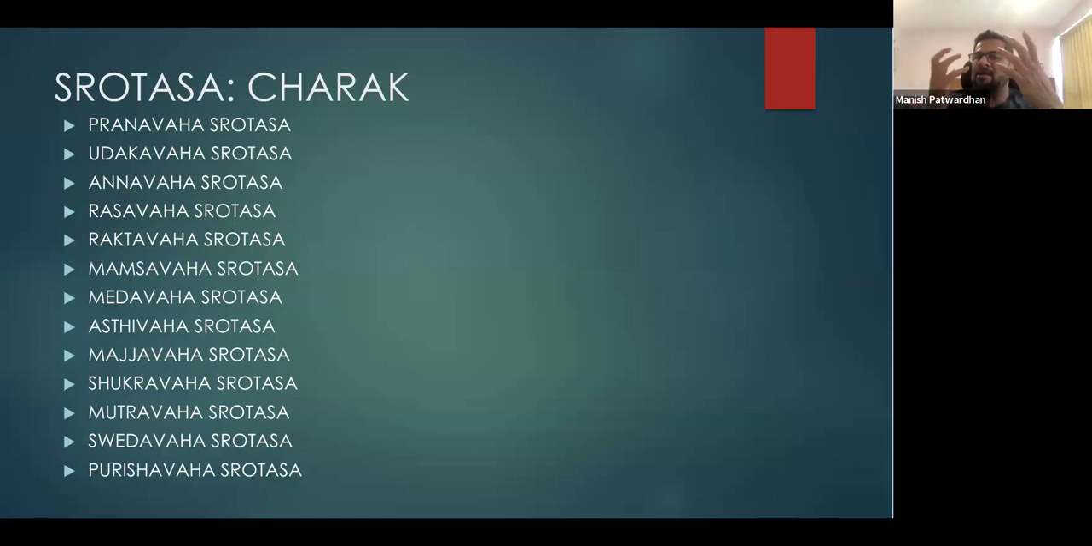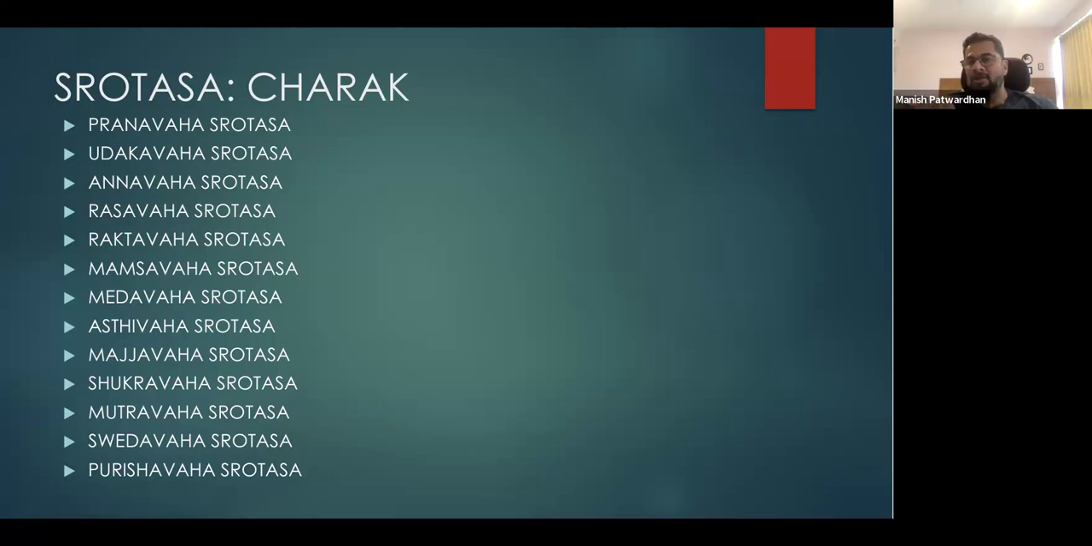Where does exactly the subtle digestion happen? Like we've spoken so many times, right? We said gross digestion happens in the digestive system, and then the nutrient fluid is absorbed into the circulation, it flows throughout the body, and various tissues are formed in the process, one after the other. First the rasa is formed, the rakta, mamsa, meda, etc., the secondary tissues are formed, the waste products are formed. But where does this exactly happen?